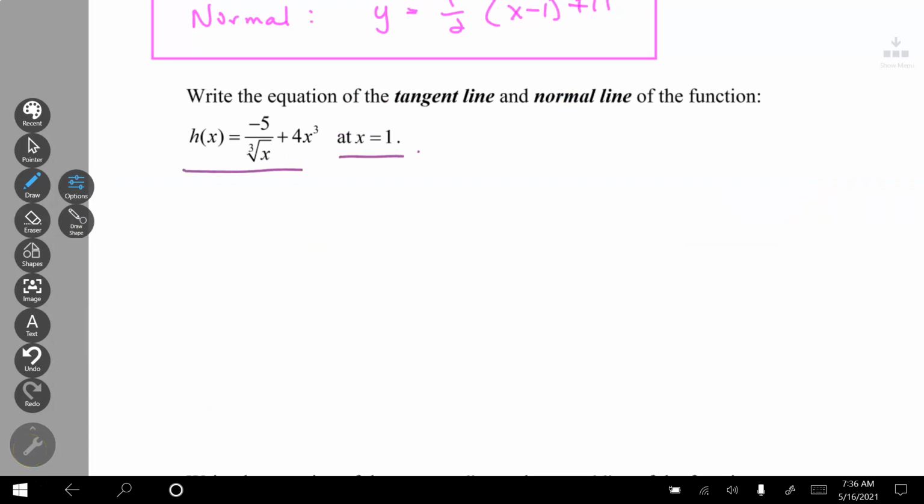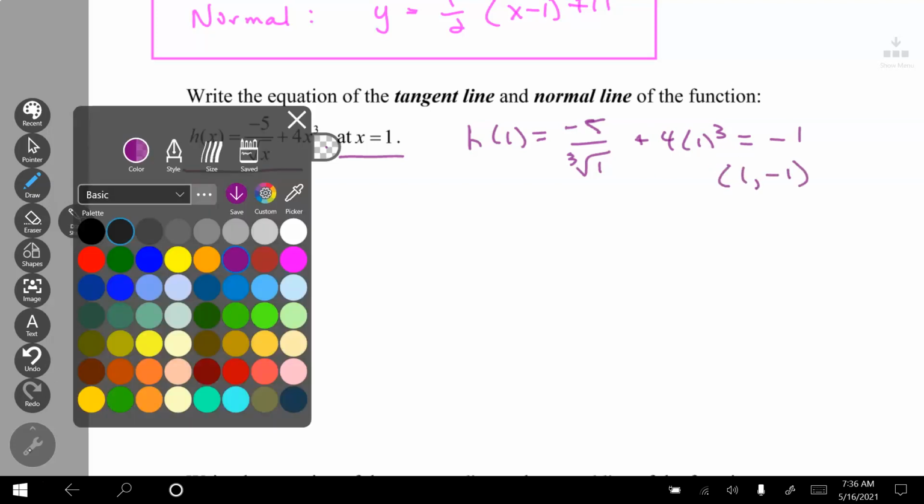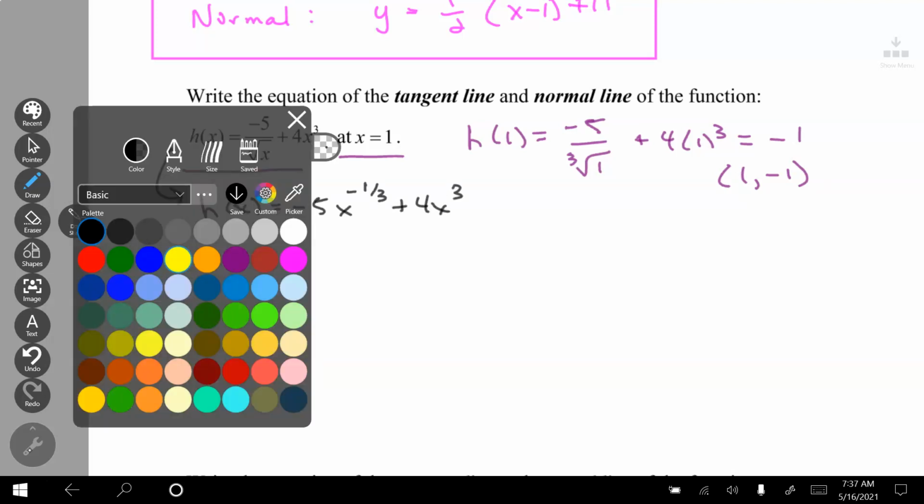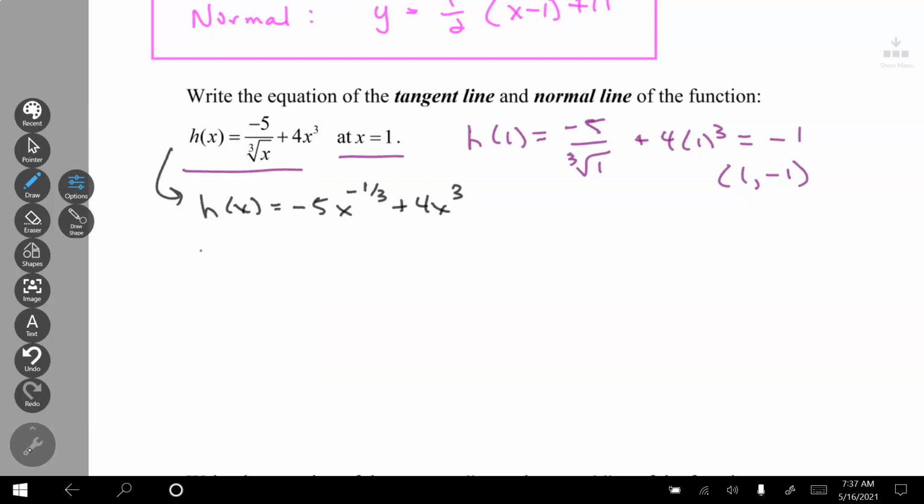Here's my function, here's my x value. I'm making it easy using x equals 1. So h of 1 is negative 5 over the cube root of 1 plus 4 times 1 to the third. And I get my y value of negative 1, so I have the point (1, negative 1). I'm going to rewrite this because I cannot take the derivative in this form. I get negative 5x to the negative 1/3 plus 4x to the third. And now I can take its derivative.